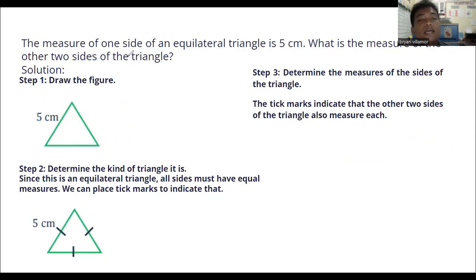Next, the measure of one side of an equilateral triangle is 5 centimeters. What is the measure of the other two sides of the triangle? Draw the figure. Step 2, determine the kind of triangle it is. Since this is an equilateral triangle, all sides must have equal measures. Now, we can place tick marks on it. The tick marks indicate that the other two sides of the triangle also measure 5 centimeters each.